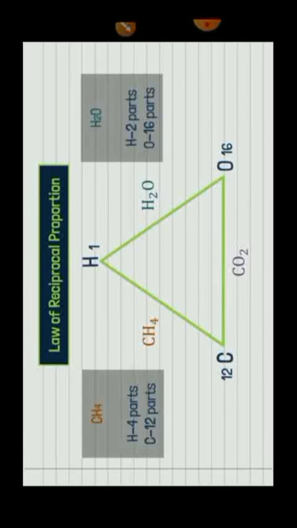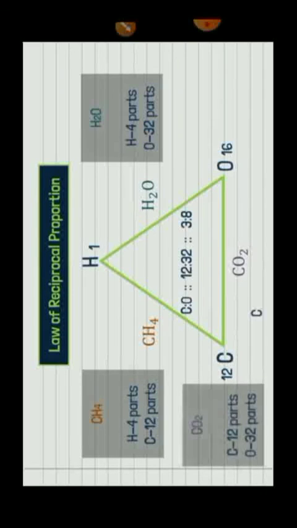In CH4, hydrogen 4 parts and carbon 12 parts are present. In water, hydrogen 2 parts and oxygen 32 parts are present. Okay, and in CO2, carbon is 12 parts and oxygen is 32 parts. So in CH4 and H2O, the ratio of carbon and oxygen is 3 to 8, and in CO2 the ratio of carbon and oxygen is 3 to 8. So it explains the law of reciprocal proportions.